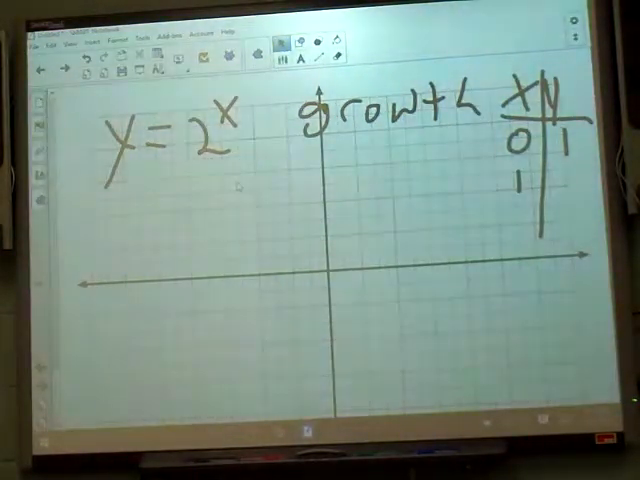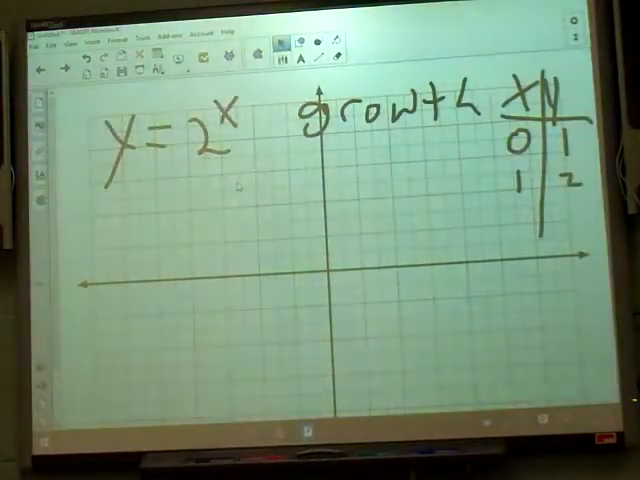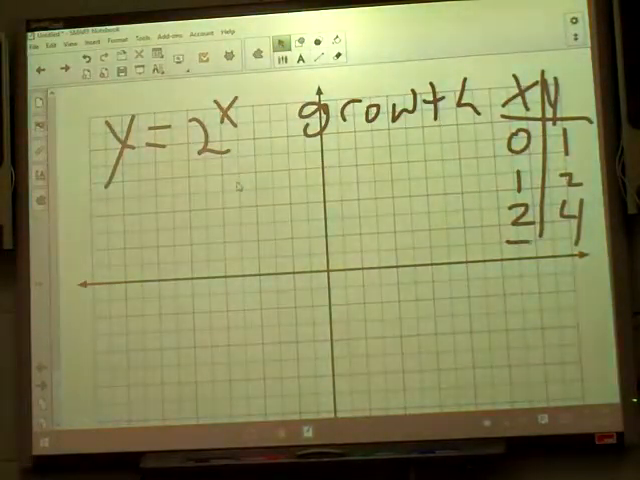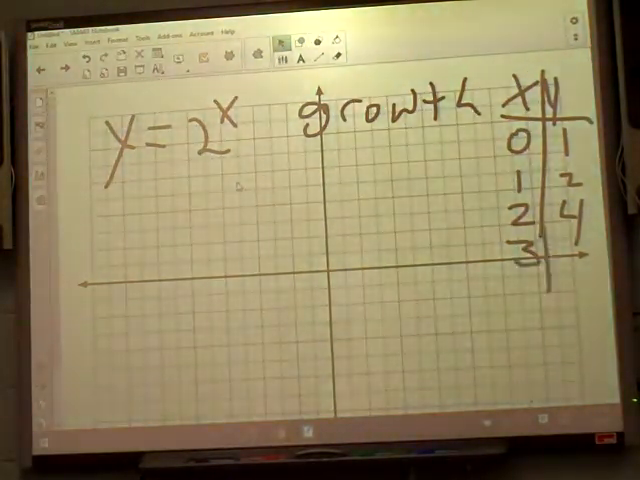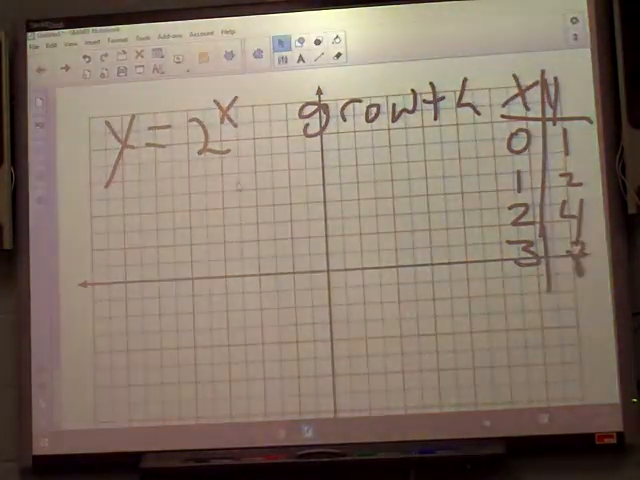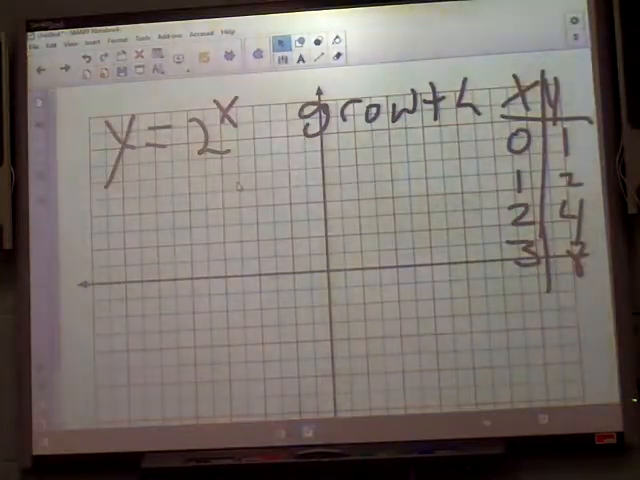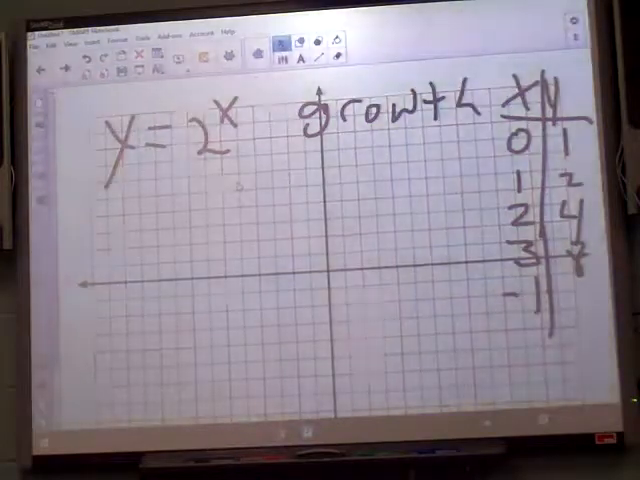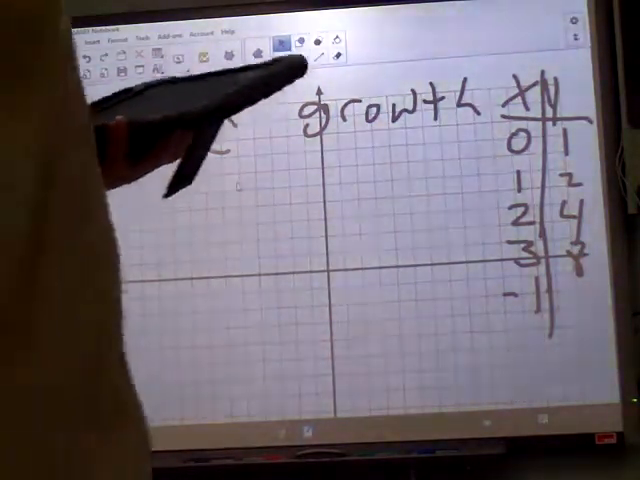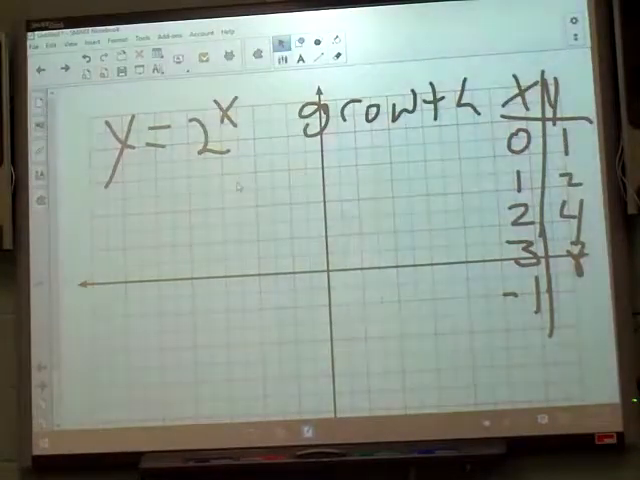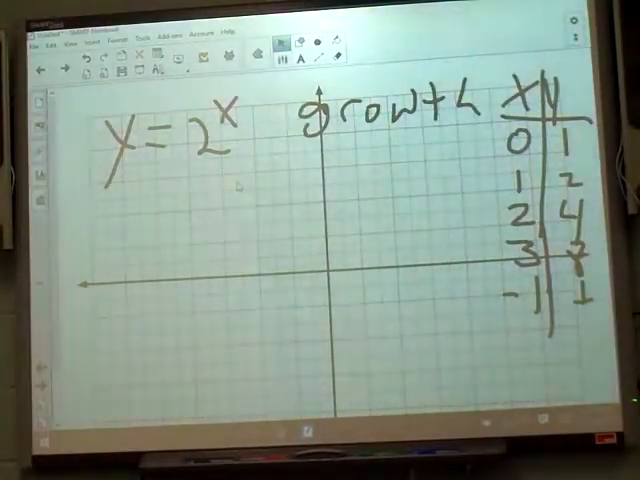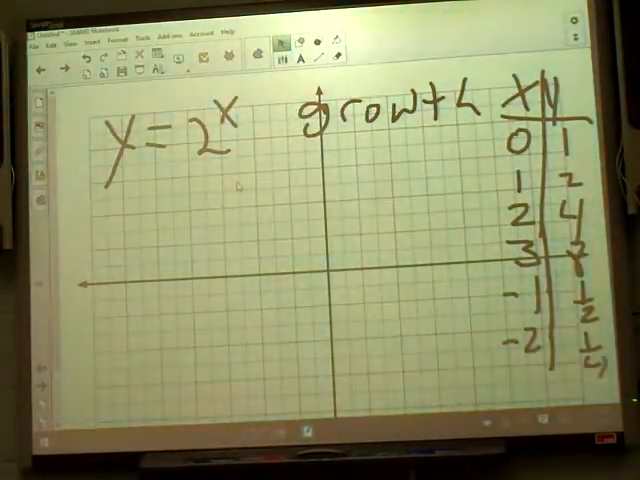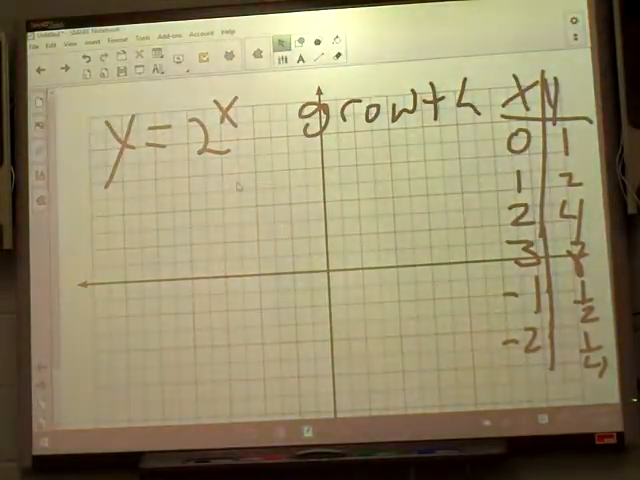What's 2 to the first power if I plug a 1 in there? 2. What's 2 to the second power? What's 2 to the third power? Just did powers last time. Okay, let's go to the negative side. What's 2 to the negative 1? This is the reason you had that bell ringer. No, you put it over. Very good. What's 2 to the negative 2? Yep, that was the one on the bell ringer. Okay, let's plot those and see what this is going to look like.